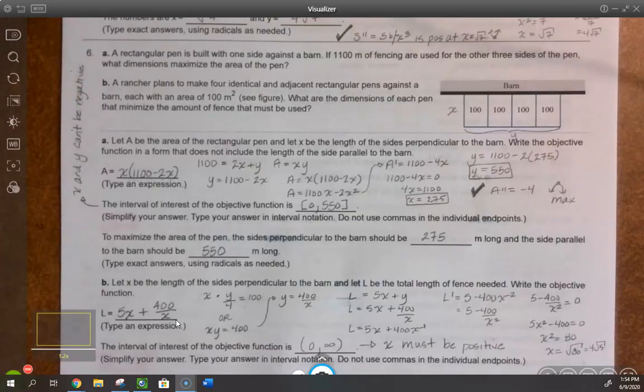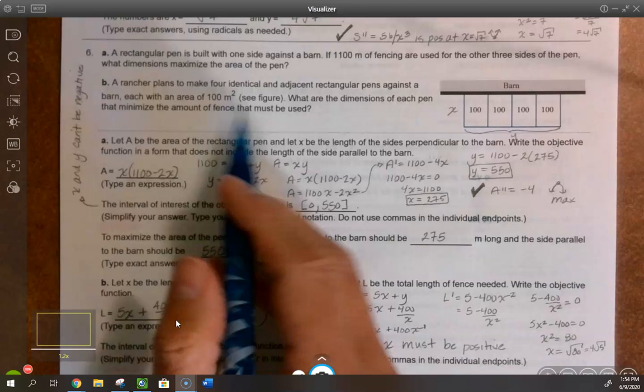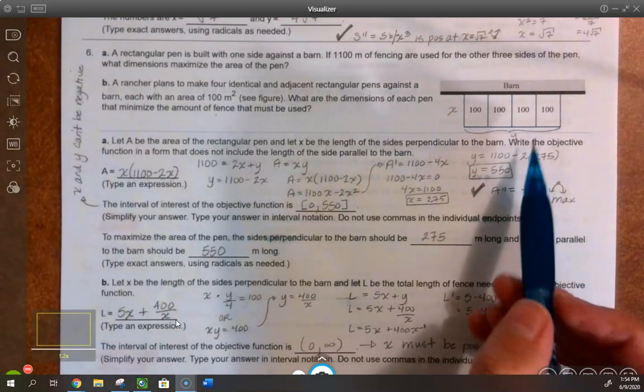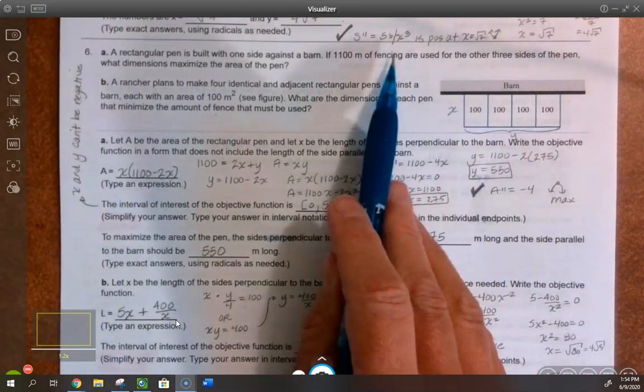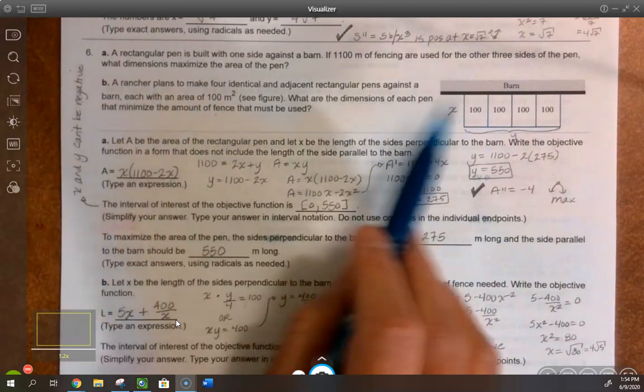Okay, I'm going to skip to number 6. A rectangular pen is built with one side against a barn. If 1,100 meters of fencing are used for the other 3 sides of the pen, what dimensions maximize the area of the pen? So this picture is a little bit deceiving because it actually goes with the second part of this problem. And so you may be looking at this going, what are they talking about in here? So this picture goes with this.